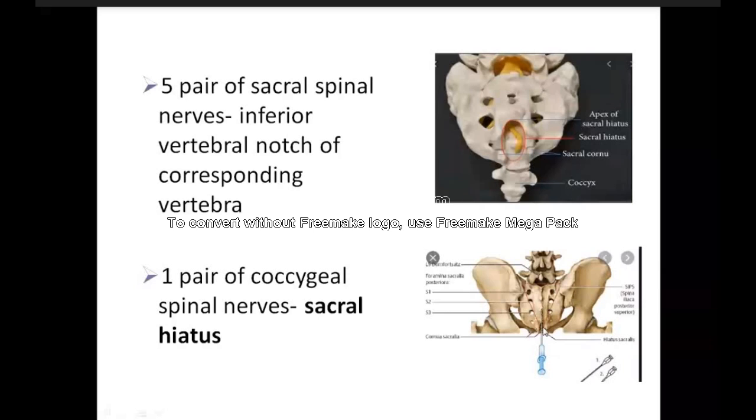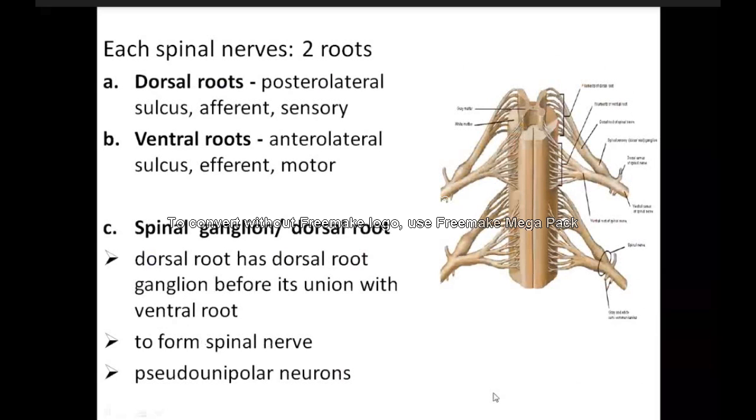Now each spinal nerve has 2 roots, right? Ventral root and dorsal root. The one which is emerging from the anterolateral sulcus is the ventral nerve root, and the one which is emerging from the posterolateral sulcus is the dorsal nerve root. So the ventral root is motor in function, and the dorsal nerve root is sensory in function.